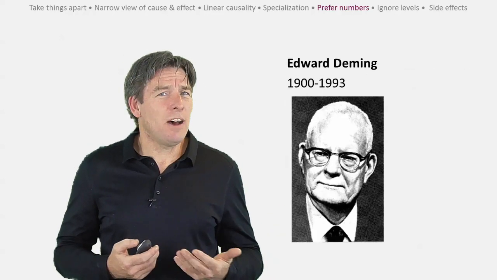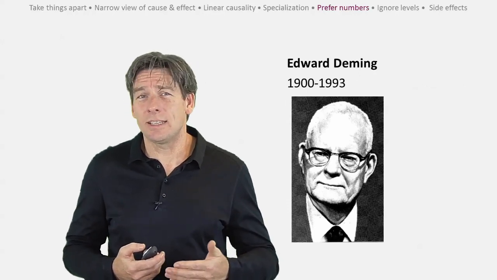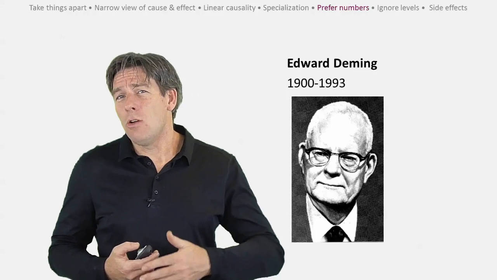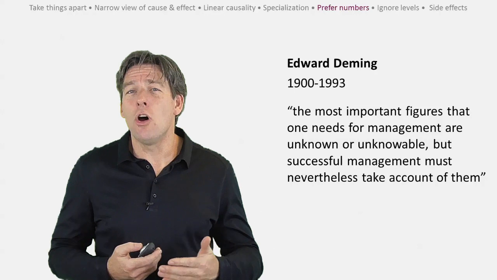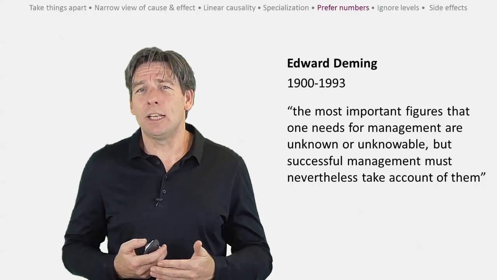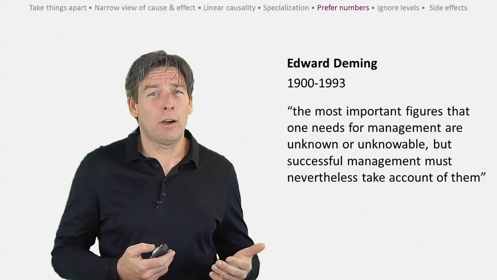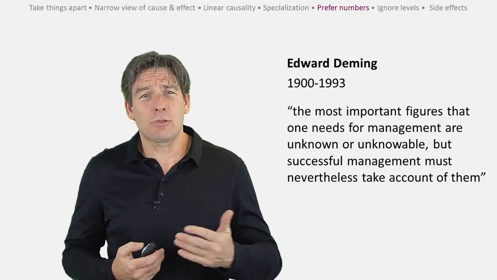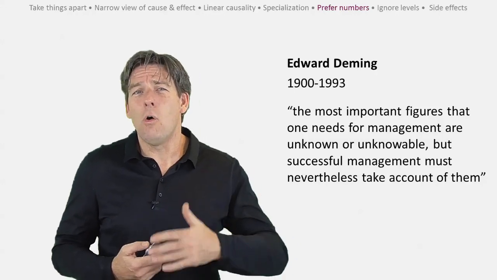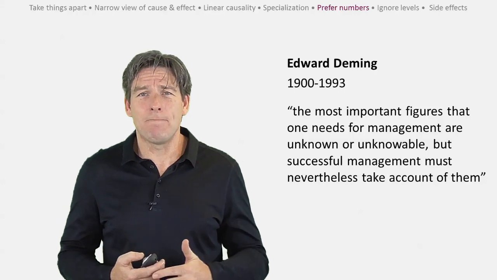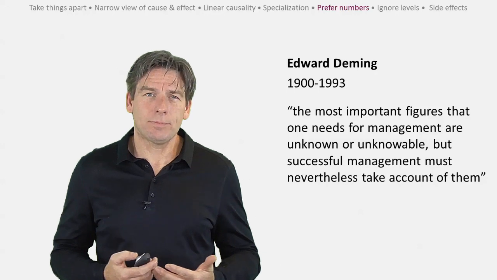Edward Deming, the father of the post-war production quality movement and strong advocate for the use of statistics and quantitative data in management, recognized that the most important figures that one needs for management are unknown or unknowable, but successful management must nevertheless take account of them. Customer satisfaction has a multiplier effect on sales. Pride of workmanship, training, supervision and teamwork between engineers, production, sales and the customer all affect quality and productivity. We will see that while some variables can't be measured, they can be quantified.